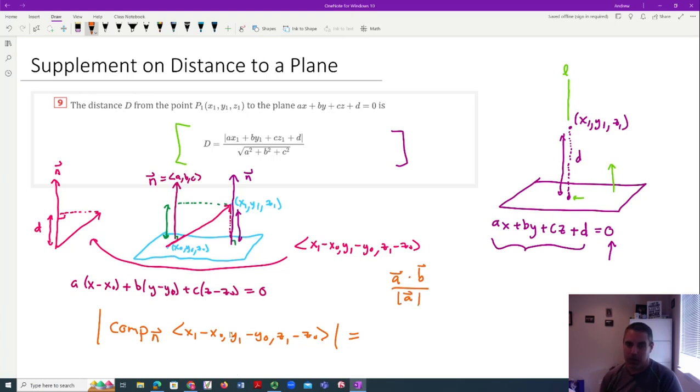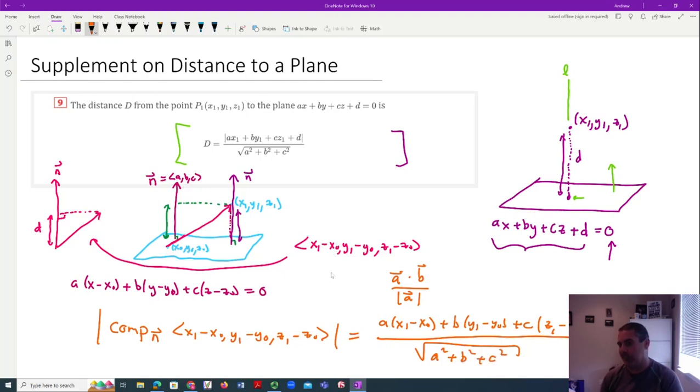And so we need to do the dot product of these two things, which would be a times x1 minus x0 plus b times y1 minus y0 plus c times z1 minus z0, all over the magnitude of n, which is going to be the square root of. And now you can see where the formula is coming from. But there's one added little thing to this, which is, okay, what in the world is this d?